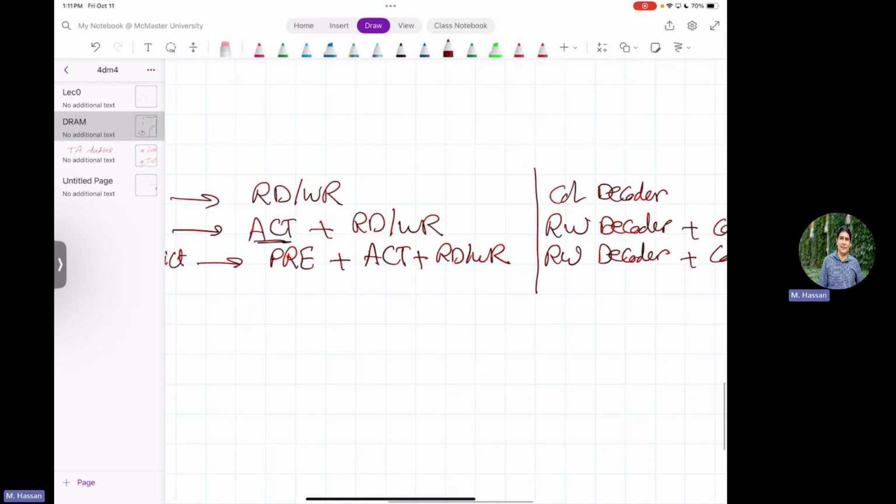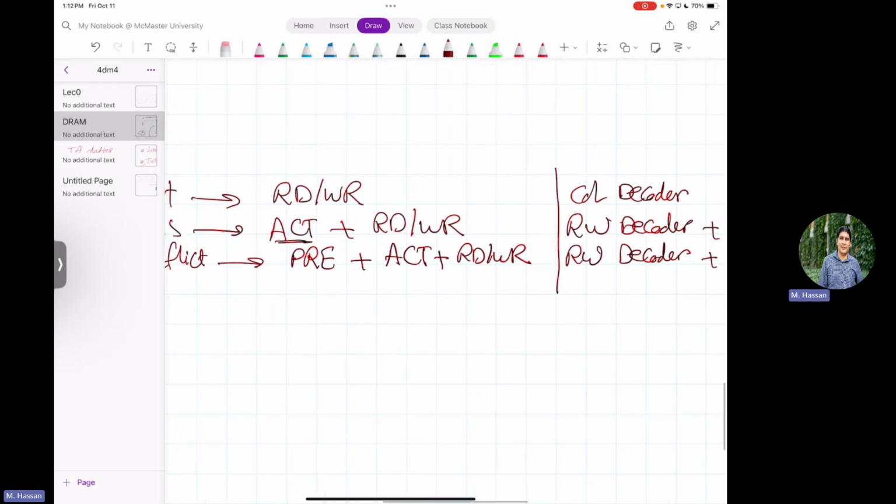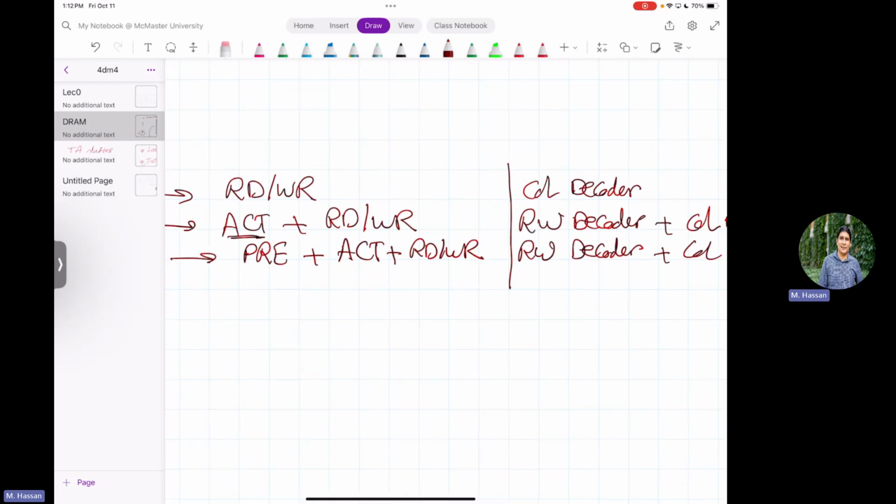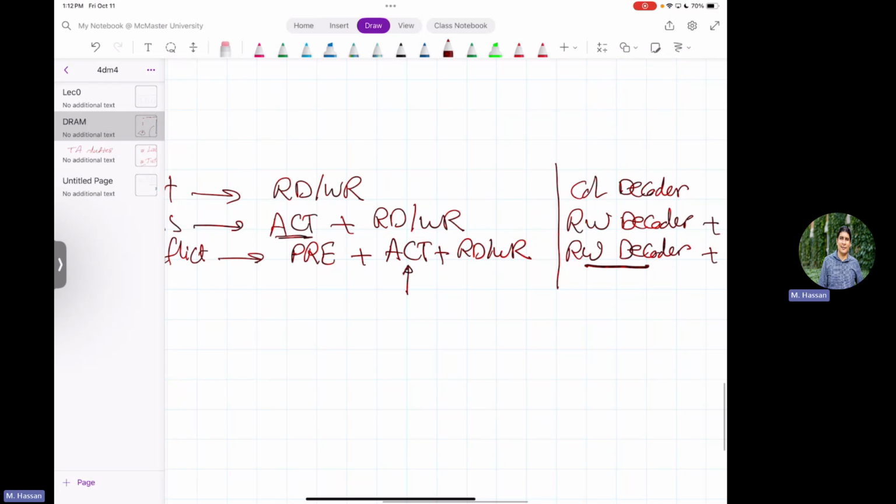You only need the column decoder in case you have a row hit, so you don't need to send the row address. Now the question is how is the last stage different from the second stage? In the last stage, before you are even able to send the row bits of the new row that you want to access to the row decoder, which happens during the activation stage, you need to pre-charge the old row first. Because you realize that you have different data than the one in the row buffer.